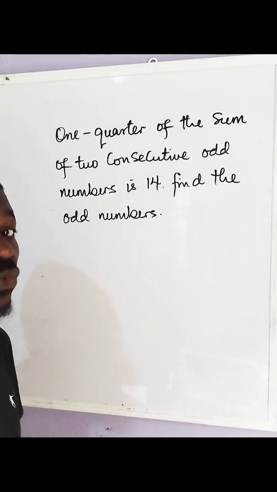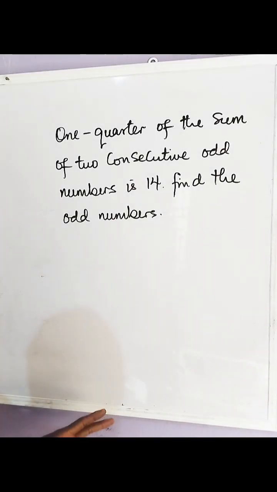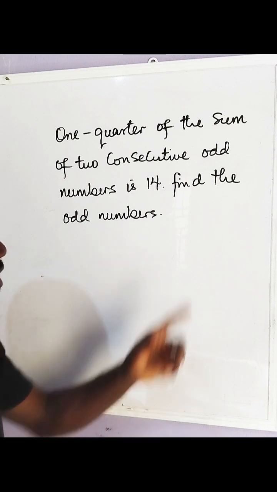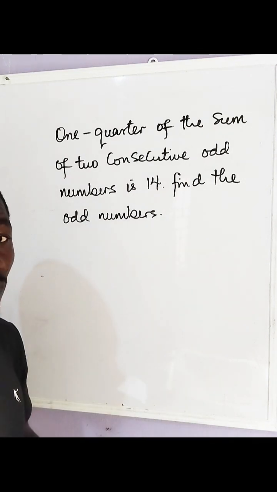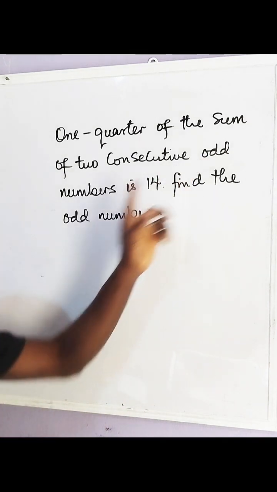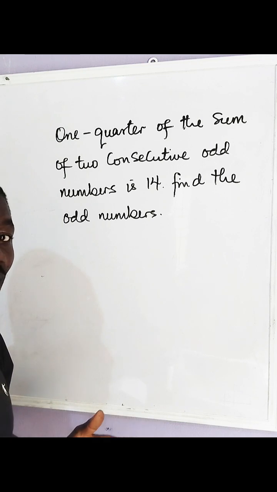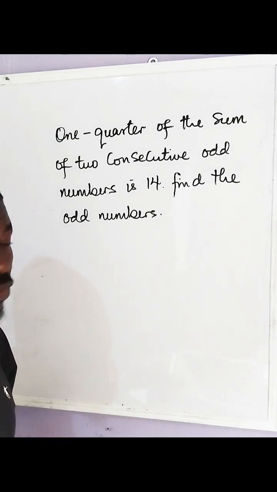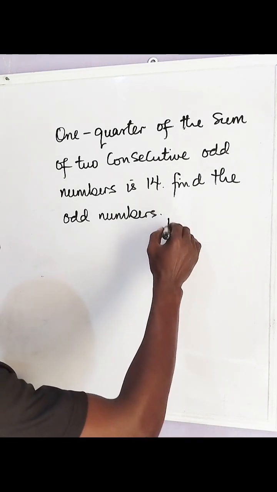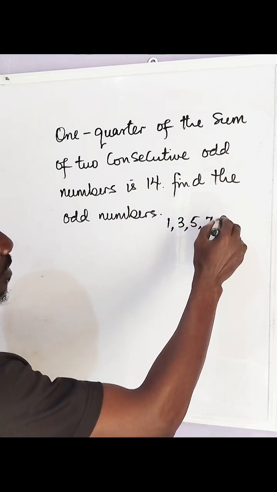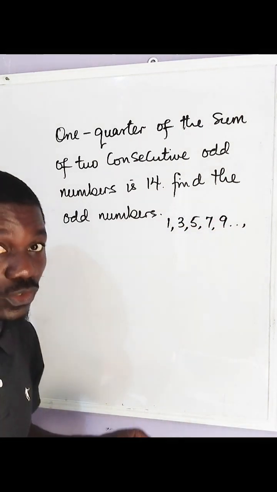Now before us is this word problem, and it says that 1/4 of the sum of two consecutive odd numbers is 14. Find the odd numbers. First of all, let us understand what odd numbers are. Odd numbers are those numbers that cannot be divided exactly by 2, and they are 1, 3, 5, 7, 9, and so on and so forth.